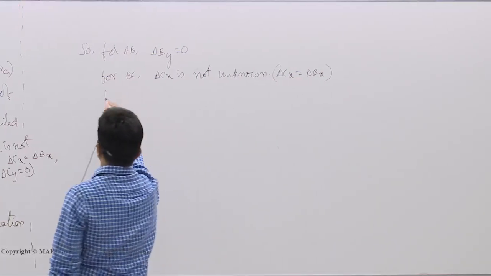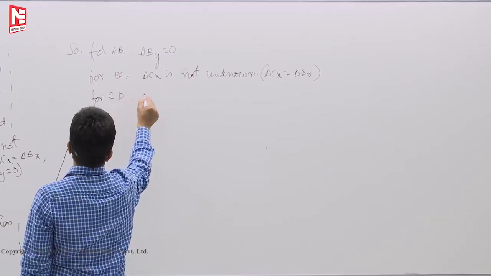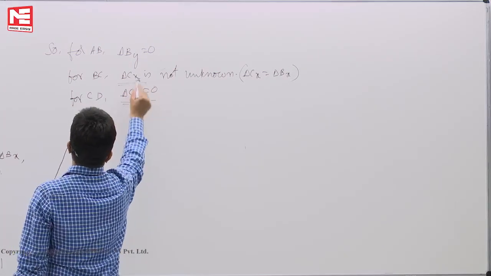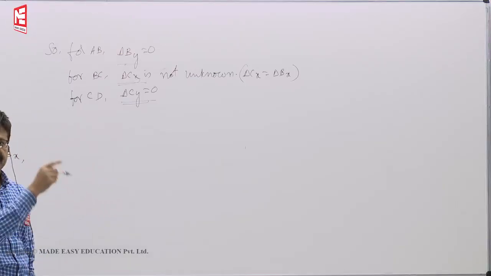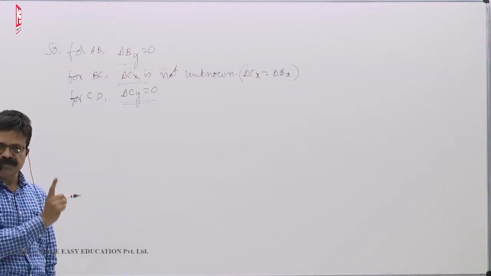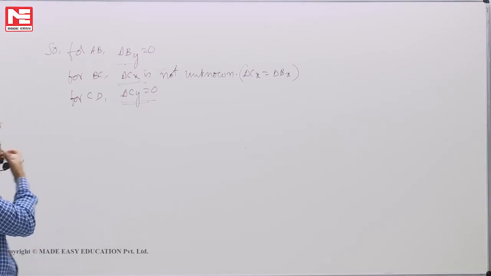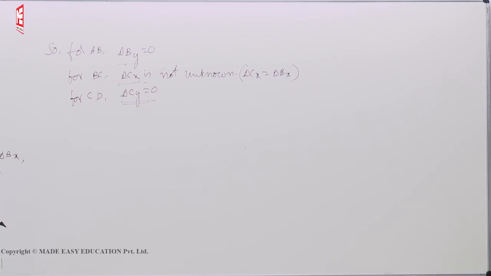Then for the CD member, what is known? Delta Cy is 0. Like that, for each member, if deformation in its longitudinal direction is not possible, then either it will be 0 or it is a known quantity. Okay, so that's what you have to take. Axially rigid may be given, or the axially extensible case.